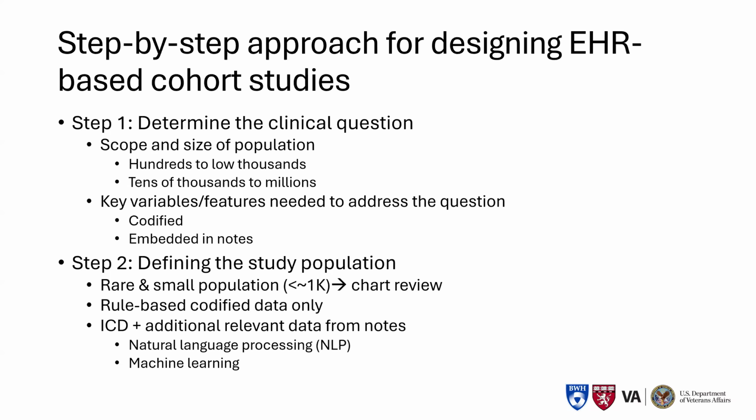For some conditions, the ICD codes are quite good. They have a high positive predictive value, and you can use, for example, two ICD codes and a medication and have a good capture of all the patients. In most cases, and I can say now, having done this for quite many years, always check to see if the ICDs can get by. We often need, in our rheumatic and musculoskeletal conditions, a combination of ICD and additional relevant data from the notes, for which we use natural language processing and machine learning. And I will talk briefly about both of those methods.